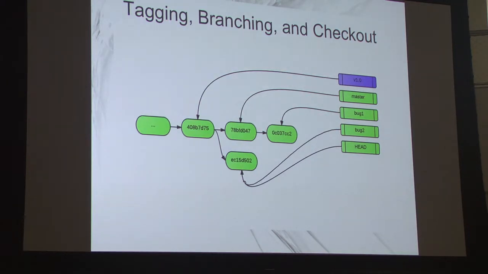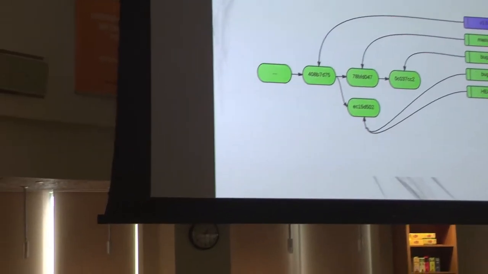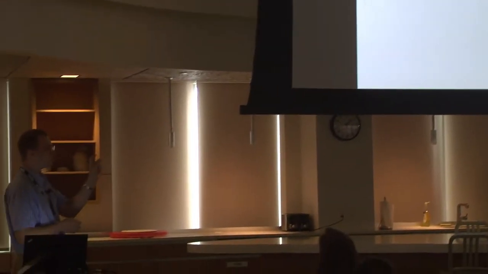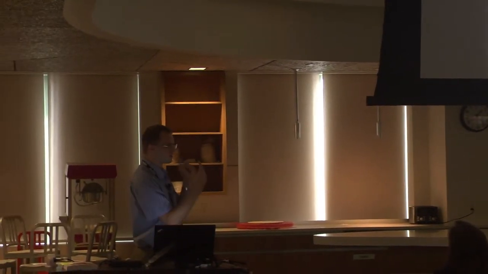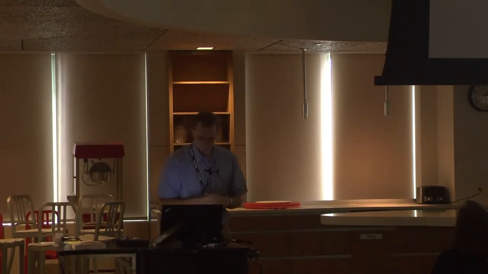As you can see, commits are the actual objects that have the changes in them. Tags and branches are just pointers. There's nothing special about them. In fact, if you go in and look at the .git directory, you will see a place called bug2, and inside of that file is the commit ID. That's literally all it is, just a pointer.